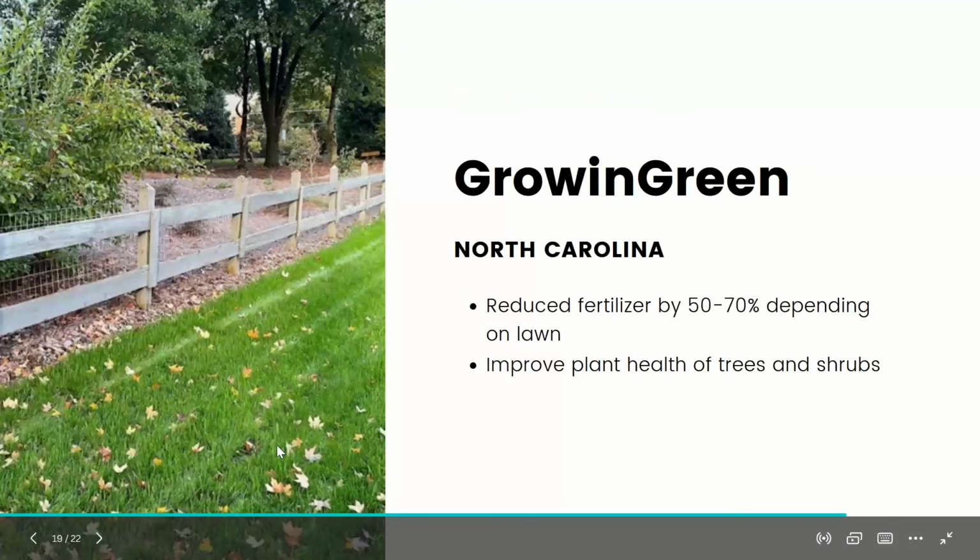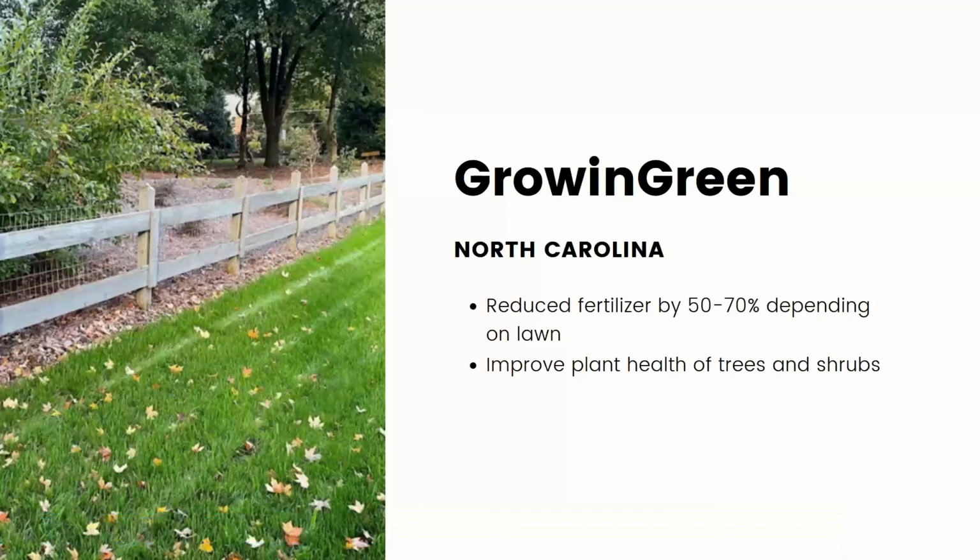GrowinGreen, this is in North Carolina. So this is a lawn care company, and going back to the example before, where yes, you have to produce a result on the lawns and an agronomic result, but you have to be able to pay the bills. So the fact that they were able to increase their results and decrease their fertilizer by 50 to 70%, depending on lawn, but 50 to 70% is a huge number when you are doing that many properties and you're dealing with thousands of customers. That becomes a really big number when you start multiplying that out.